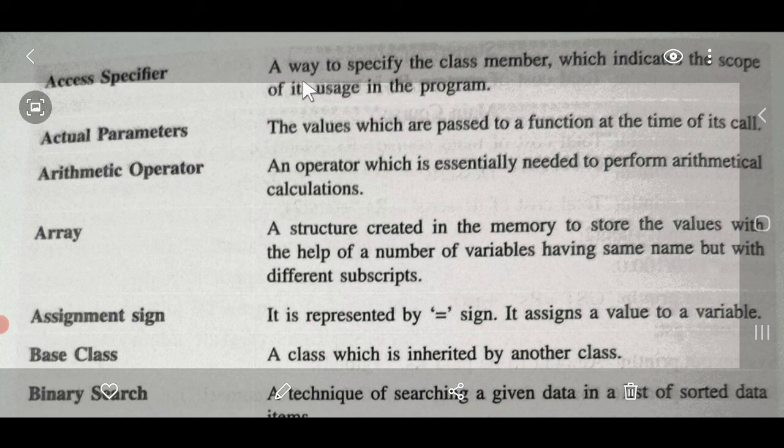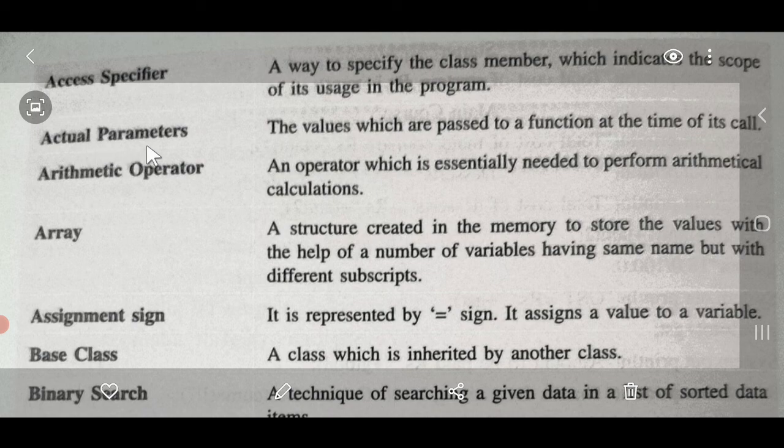Protected is somewhere in between the private and the public, where a member which is declared as protected can be accessed within its own class members and by the subclasses as well. So that is the difference between different types of access specifiers or modifiers.